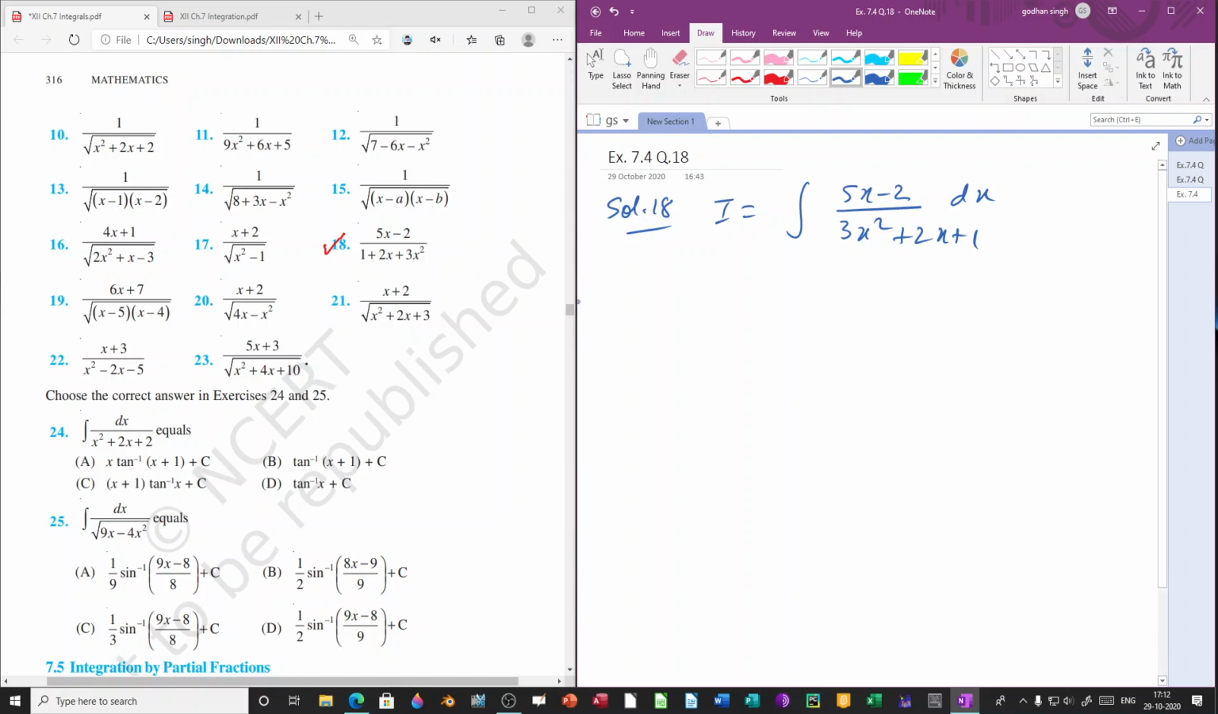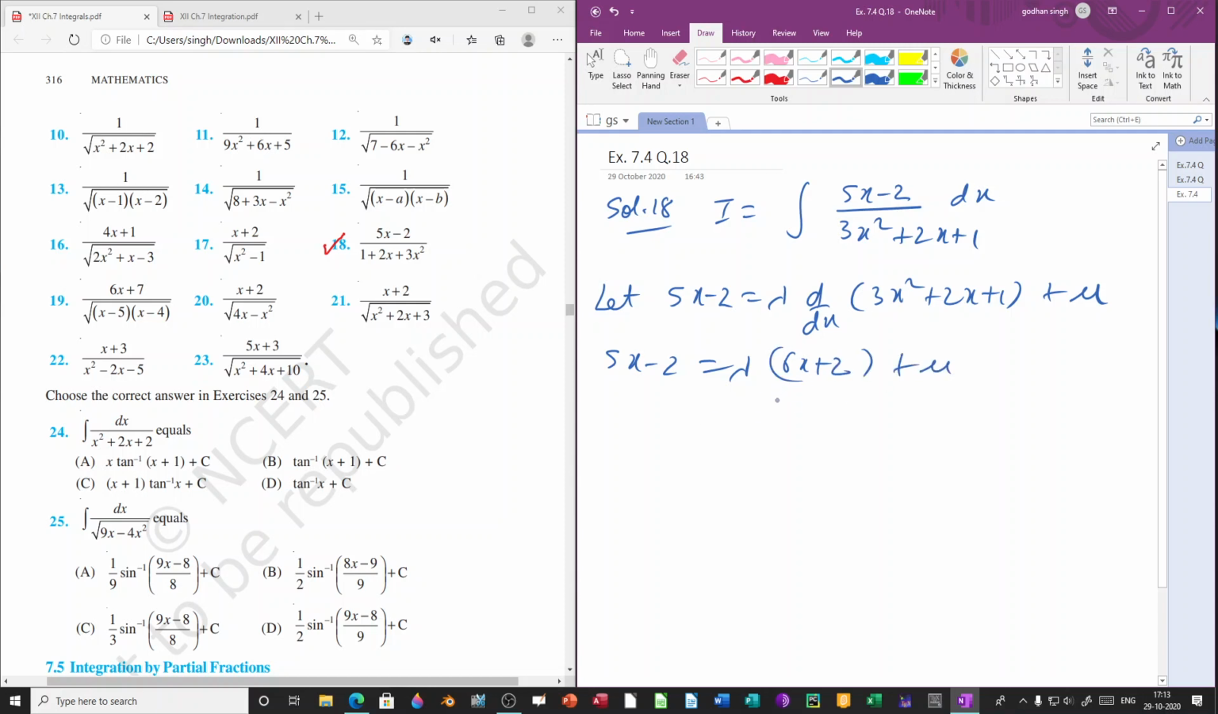So what we'll do in this case is we'll rewrite the numerator as lambda times the differentiation of the denominator plus a constant, say mu. So let us do that one. Let the numerator, that is 5x minus 2, equal lambda into differentiation of the denominator, that is 3x square plus 2x plus 1, plus mu. So we'll be getting 5x minus 2 equal to lambda into the differentiation of the denominator, which will give us 6x plus 2, plus mu.